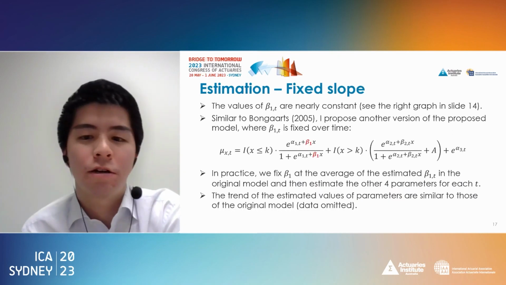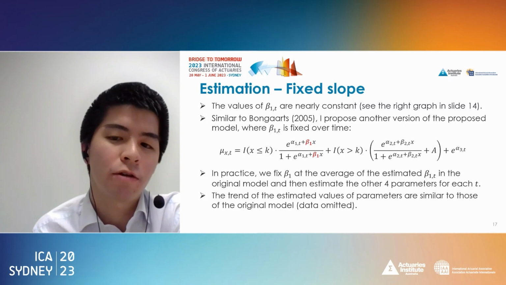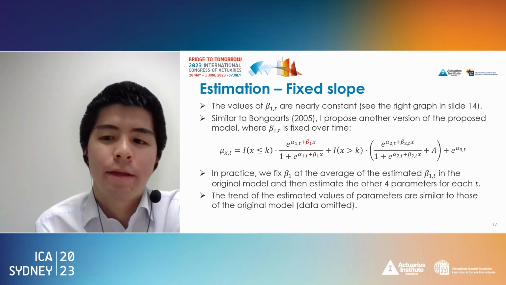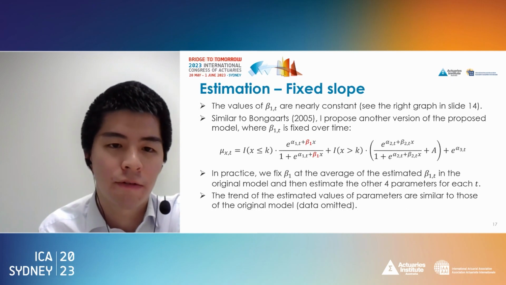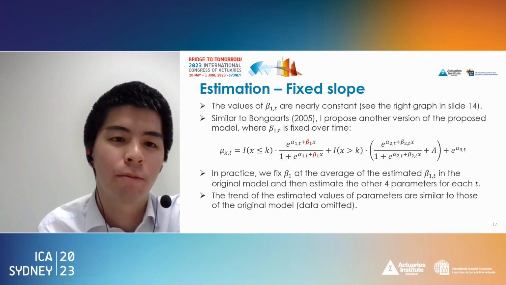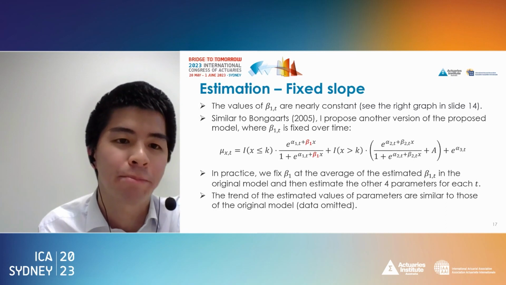So the improvement of the background mortality is limited in recent years. Okay, as seen earlier, values of beta 1 are nearly constant in the period. Then, inspired by Bongaarts, I will propose another version of the new model where beta 1 is fixed over time.